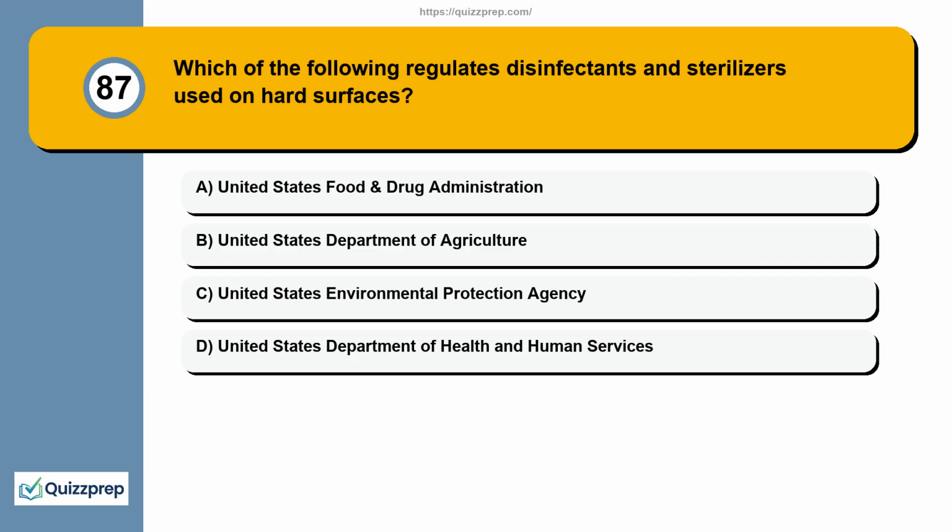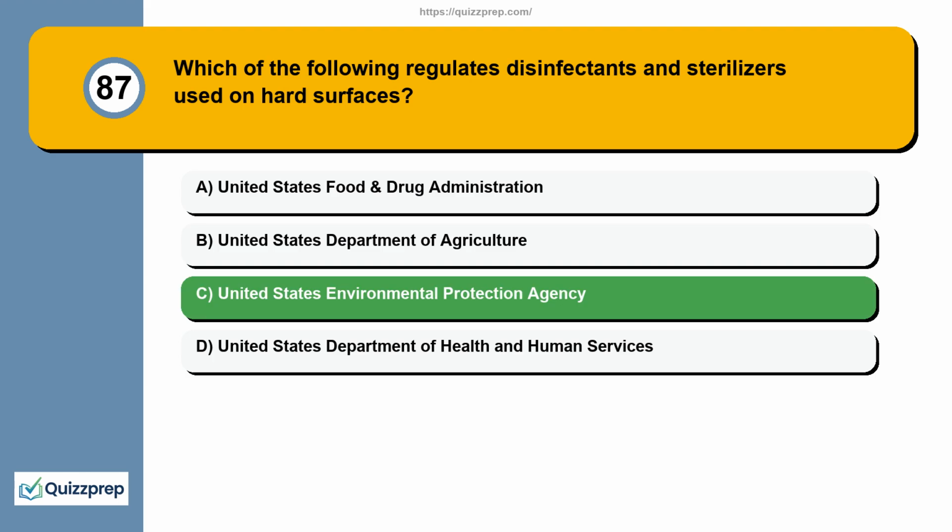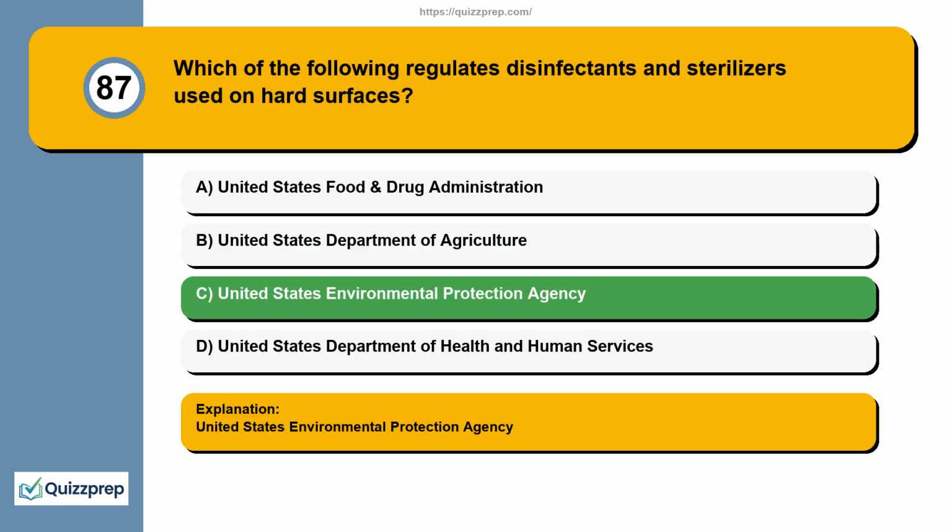Question 87. Which of the following regulates disinfectants and sterilizers used on hard surfaces? Option A, United States Food and Drug Administration. Option B, United States Department of Agriculture. Option C, United States Environmental Protection Agency. Option D, United States Department of Health and Human Services. The correct answer is option C, United States Environmental Protection Agency.